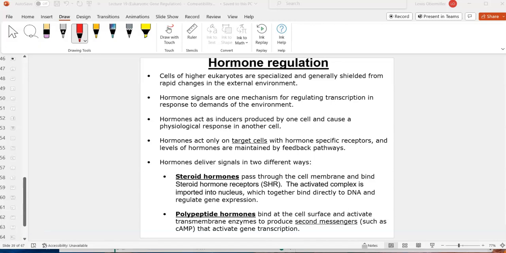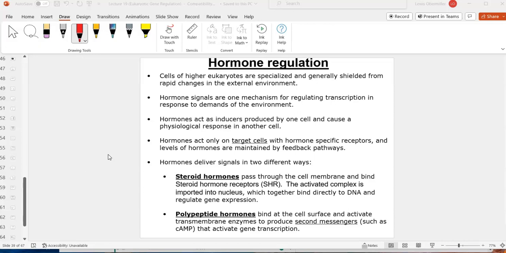Hey class, this is a continuation of lecture 19, so we'll call this part 2 of 2 for the lecture 19 PowerPoint slides, and we'll call it lesson 25 since this is the 25th segment of the course. Okay, so we talked about gal regulation in eukaryotes, and we're going to continue on in eukaryotes talking about hormone regulation.